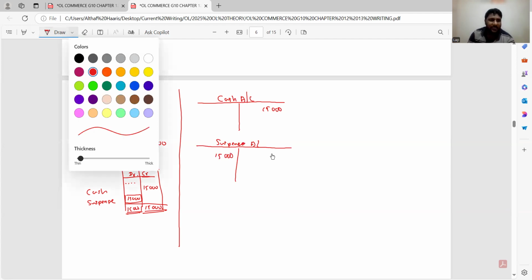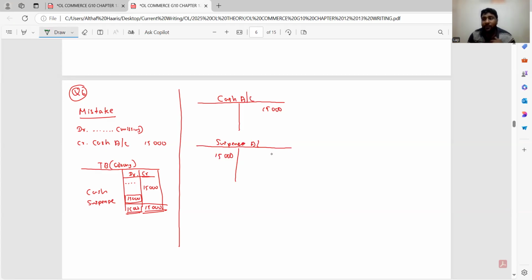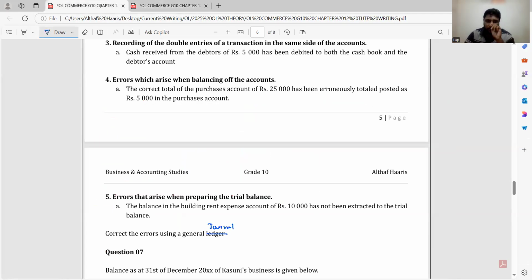Now let's do the correction. Now we found this mistake. So people, if you have not recorded it, to correct it, what you should do is simply record it. Correction. You have not recorded the debit entry. Simply record it. How much is the value?